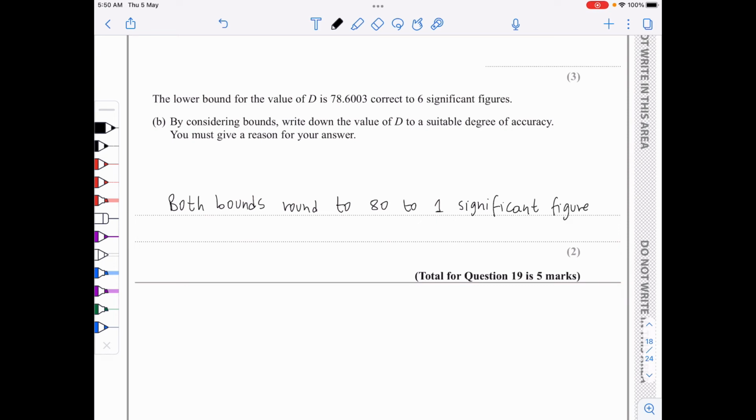Hence, it is certain that D is 80, correct to 1SF. So since they agreed to 80, it's surely 80. I cannot be more precise in terms of a second significant figure or anything like that.